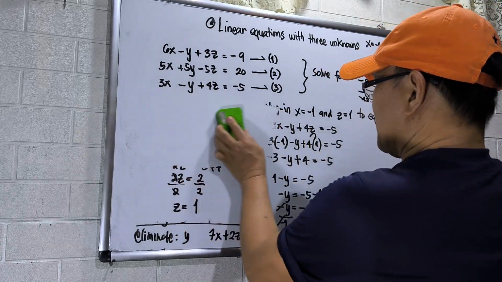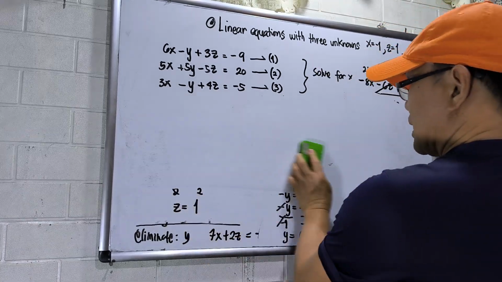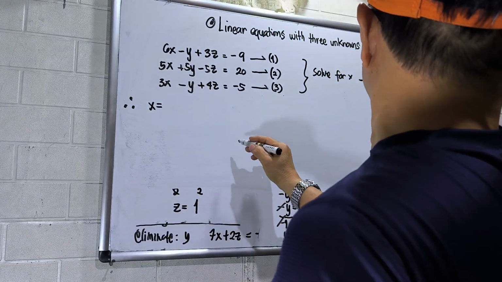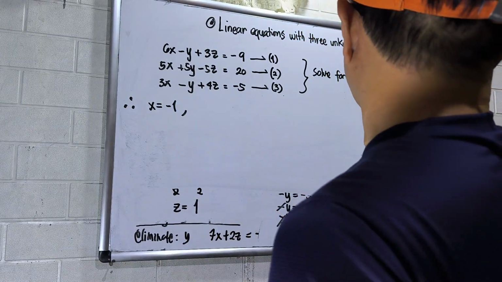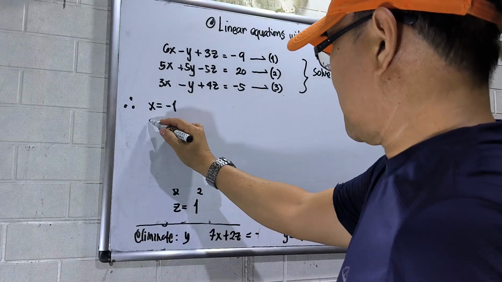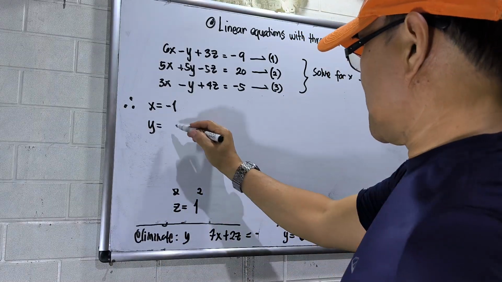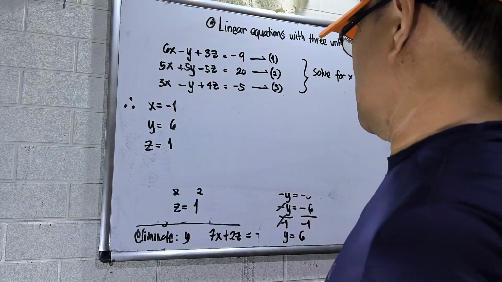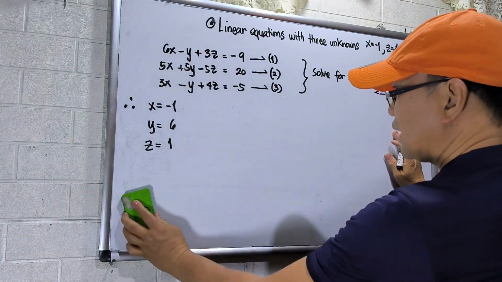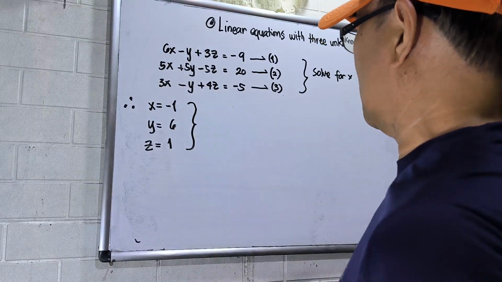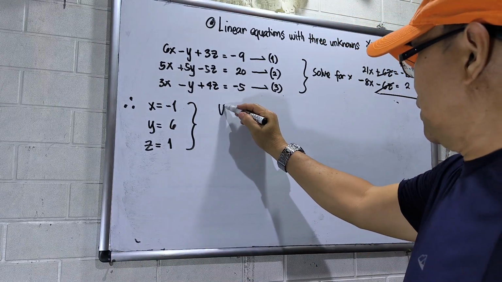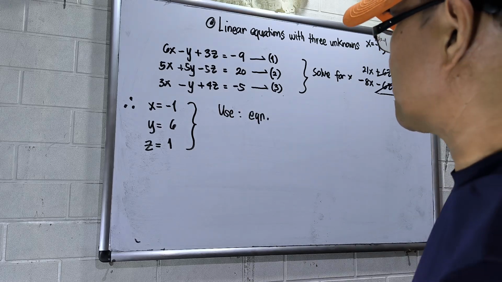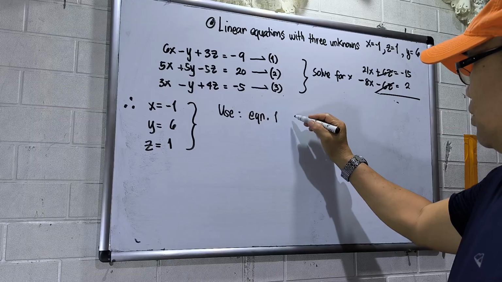Okay, so allow me to erase in here. Then we will check. So we have now x is equal to negative 1, y is equal to 6, then z is equal to 1. Let us check if these are correct. So we will use, let's say, equation 1 for checking.